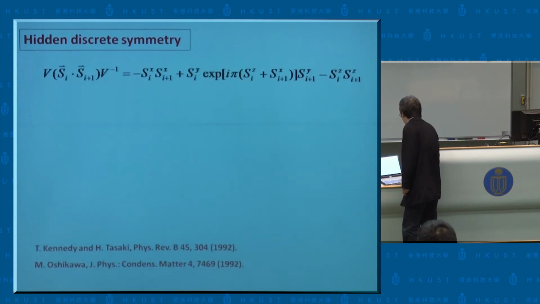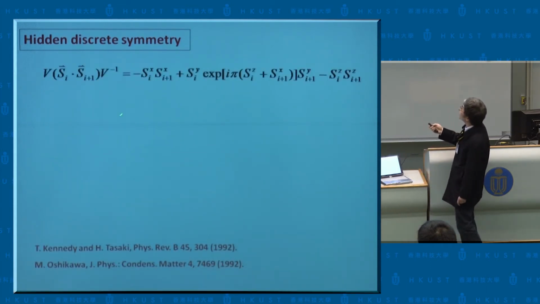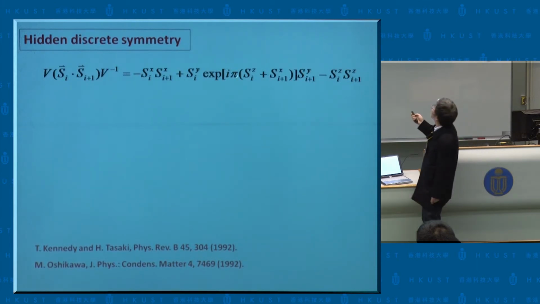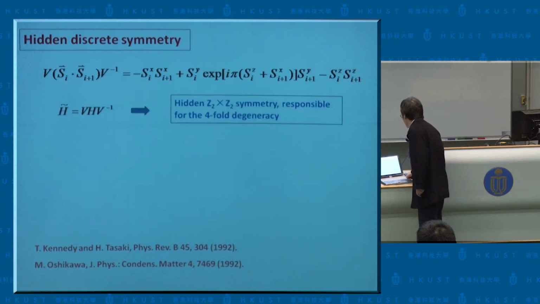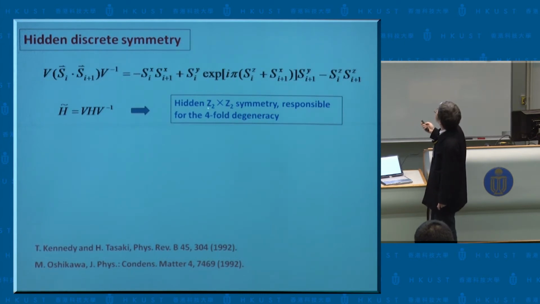And when one applies that non-local unitary transformation to the Heisenberg spin-spin correlation, you can notice that the original spin SU(2) invariance is broken down to a Z2 cross Z2 symmetry.